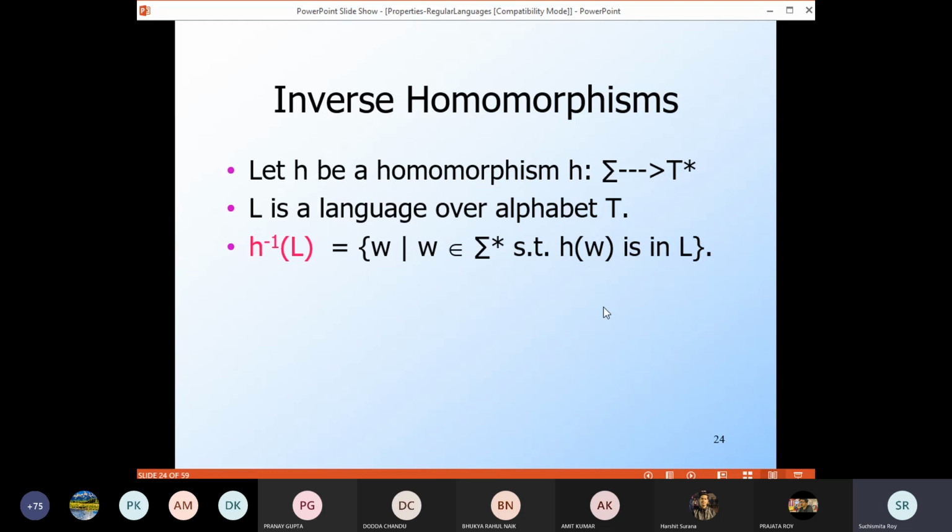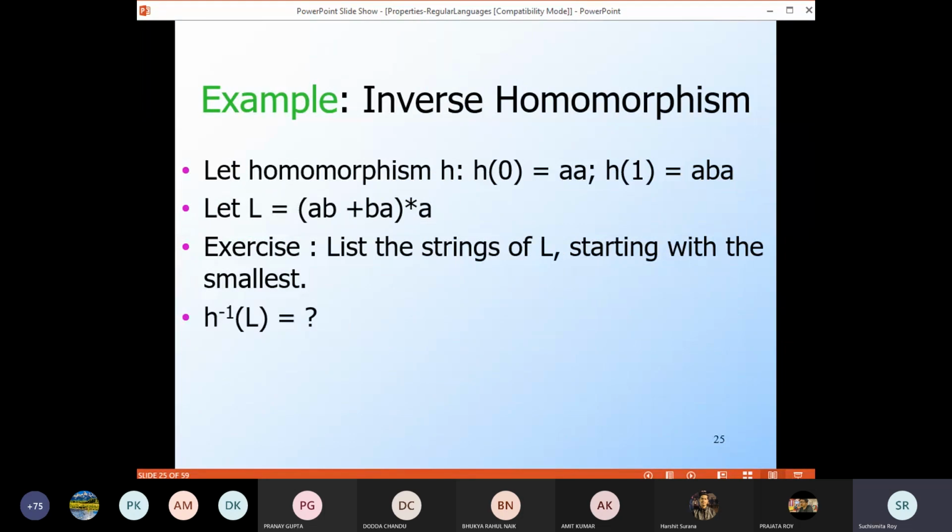I'm sure this is not clear, so we'll look at examples. Let this homomorphism, we have defined a new homomorphism. This function h is defined on the input alphabet. What is sigma here? 0 and 1. So we define h on sigma, which consists of 0 and 1, and this h maps sigma to tau star, where the alphabet is a and b. As before, the alphabets remain the same, but the functions have changed. Now it is aa and aba. You can see these are strings. So this is a homomorphism.